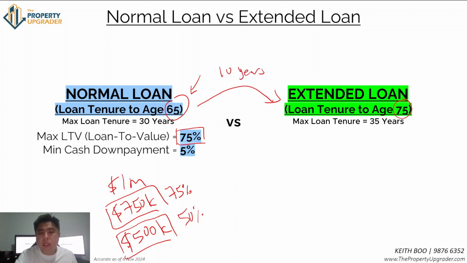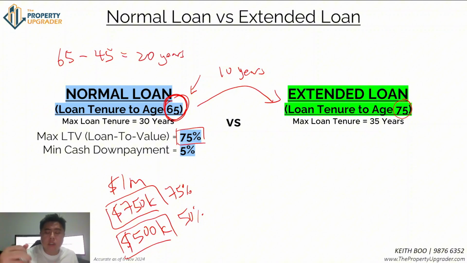So what this means is that, take for example, you're age 45 this year. Based on a normal loan, because it is only up to age 65, 65 minus 45 only gives you a 20 years loan tenure. But if we were to utilize the extended loan, from the standard age 65, the bank is now able to give you 10 years more loan, right?